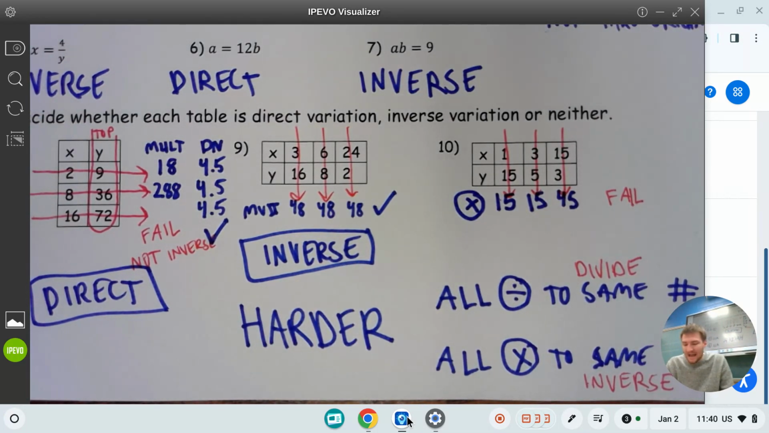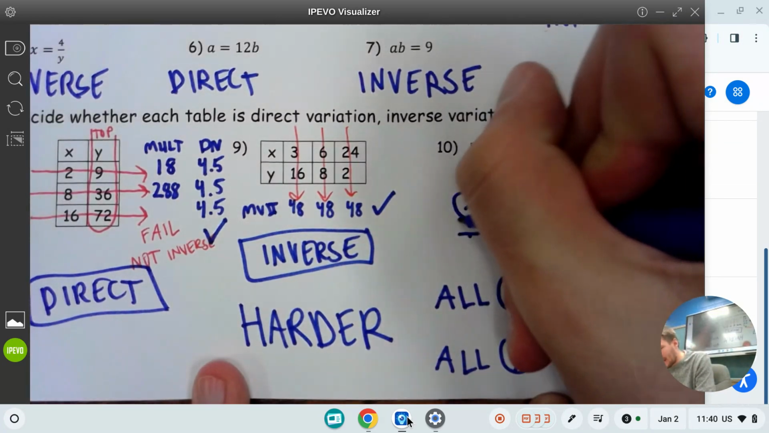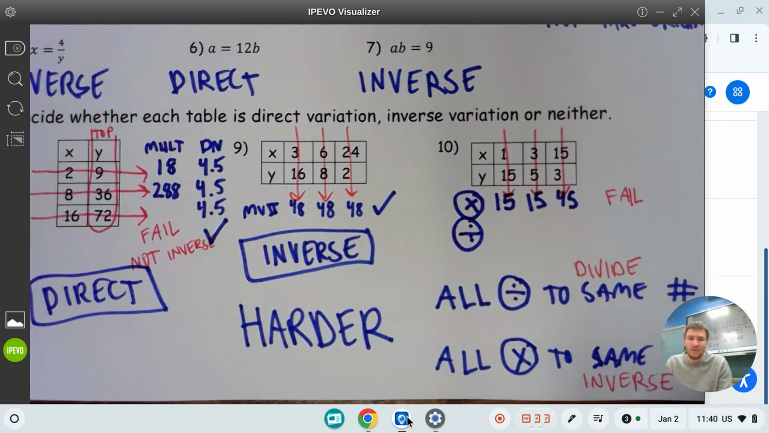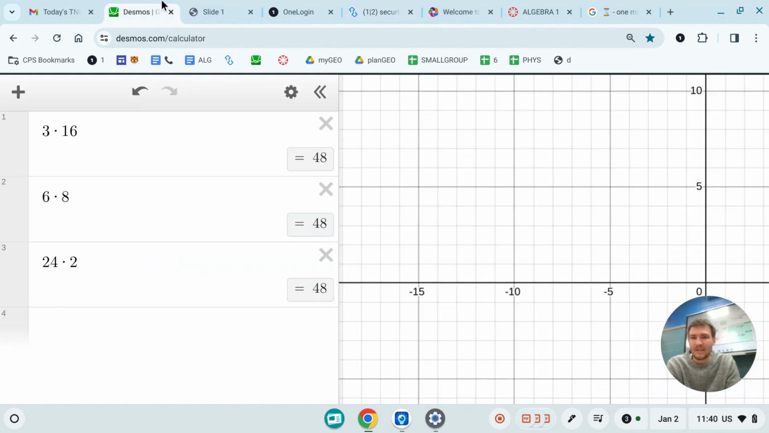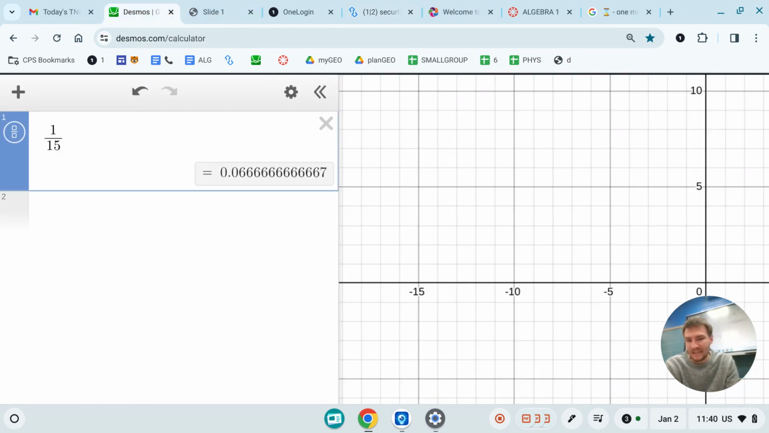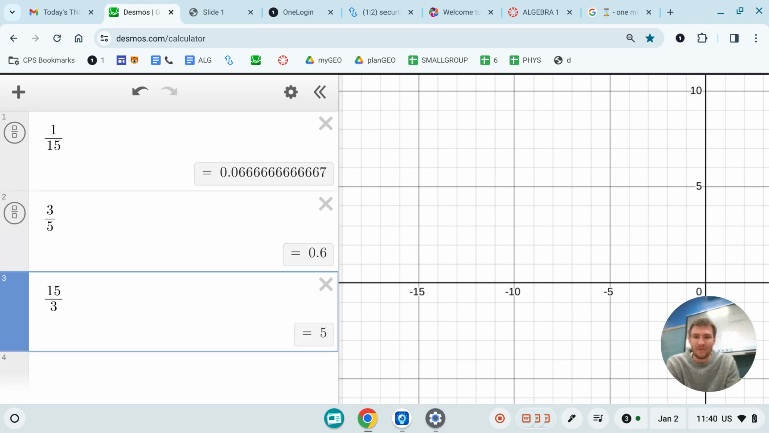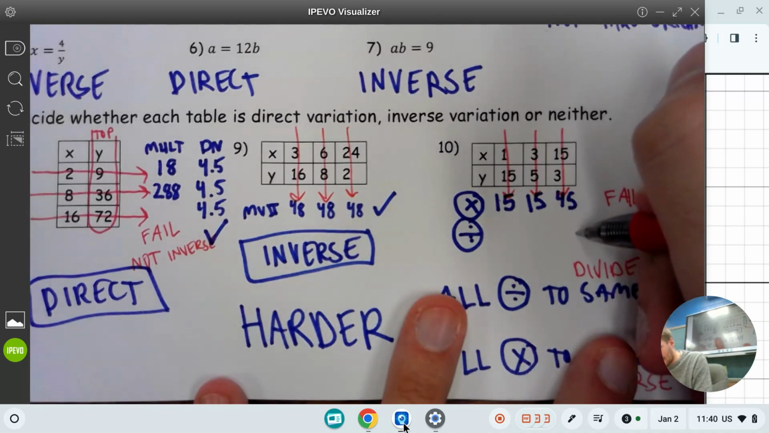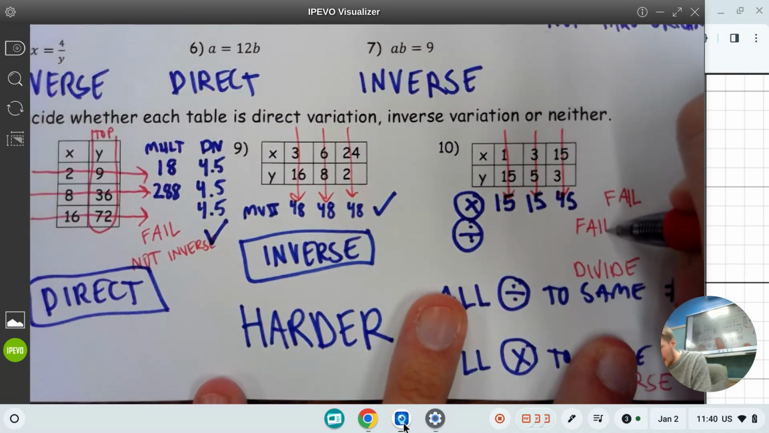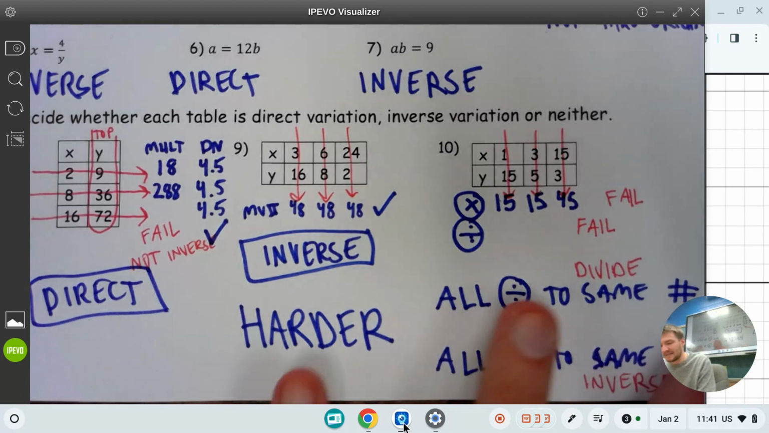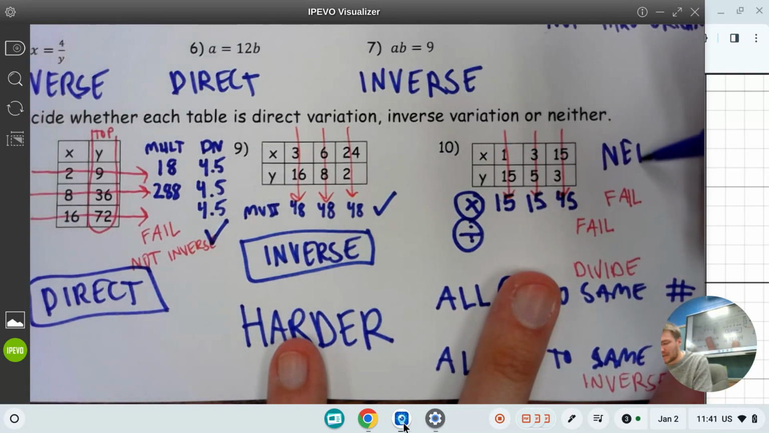What about dividing? Now, dividing is hard to do in my head. I'm going to use Desmos for dividing. When it comes to dividing, I'm just going to make the fractions the way they look right now, which is 1 on top of 15, 3 on top of 5, 15 on top of 3. How do those numbers look? Are they all the same, or do we have a fail? We got another fail. And if you fail both, not inverse, not divide, that means you are neither.